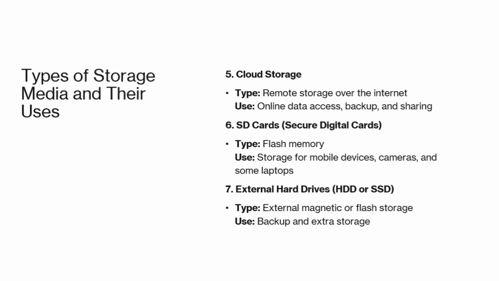The sixth one, we have the SD cards, the secure digital cards. It is a flash memory storage for mobile devices, cameras, and laptops. And we have the seventh one, the external hard drives. HDD or SSD is an external magnetic or flash storage. It's used for backup and extra storage.